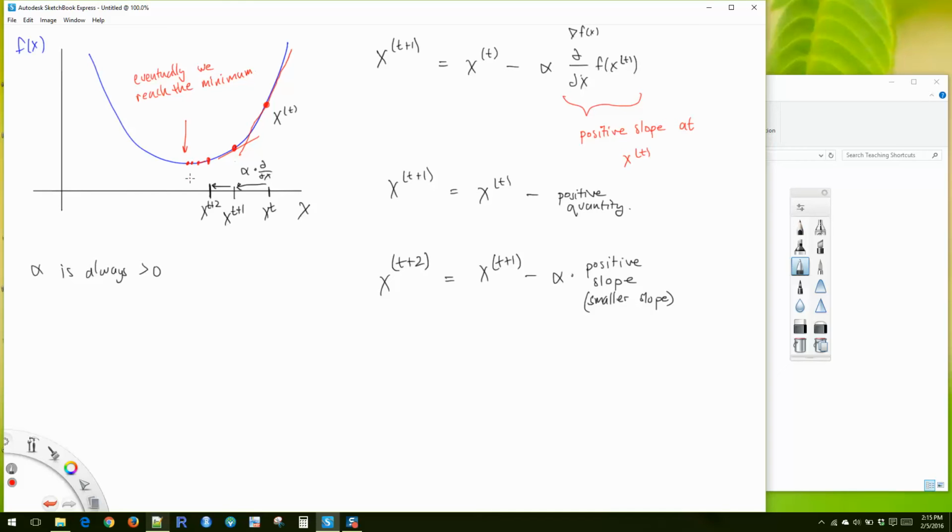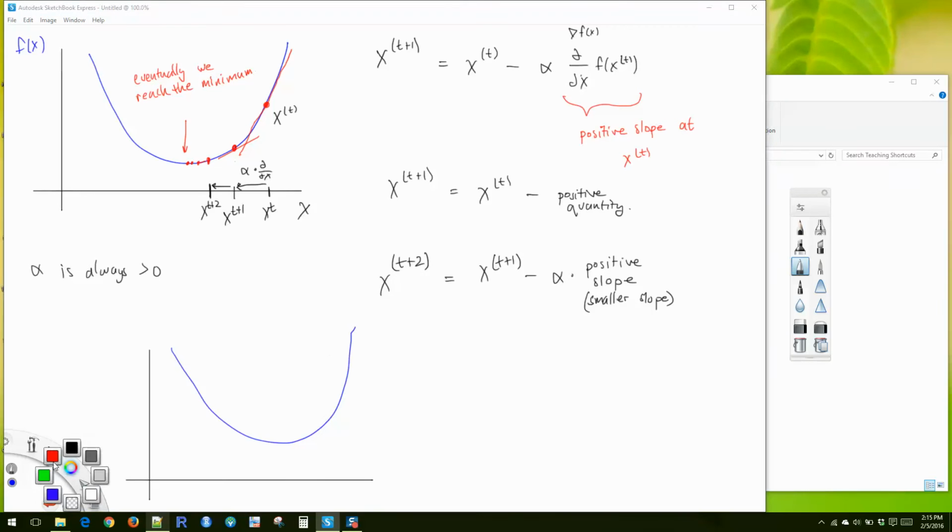And eventually we get to a point where it stops, okay? Maybe I'll pause and just make sure this is okay with everybody. Okay? And then let's say we were on the other side of the graph, okay? Let's say our initial starting point was over here, okay?